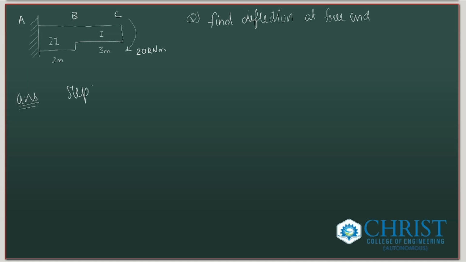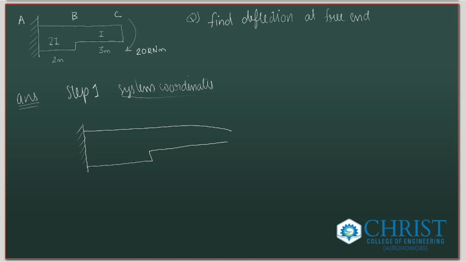Today, I will be dealing with a problem based on the flexibility matrix method. So, we can start off by solving this problem by defining the system coordinates. Since the question asks us to find the deflection at the free end, we can add a dummy load at the free end. These would be our system coordinates.